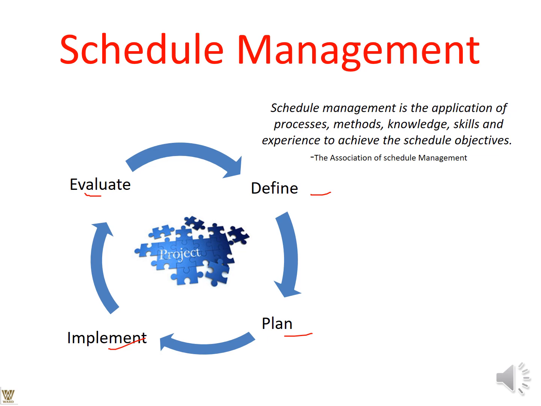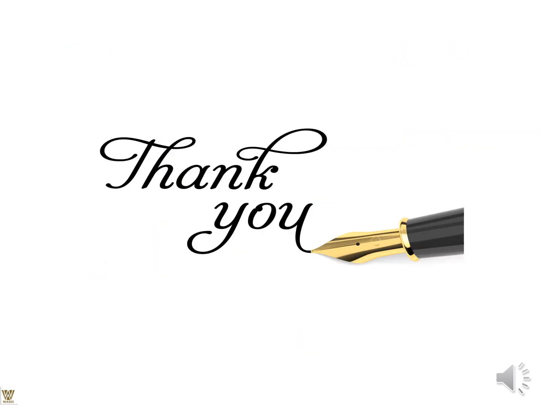Start first by defining it. Then start planning how you are going to achieve those objectives. Then start implementing it. And once you have implemented, ask yourself whether you achieved the desired objective or not. You will see that you have come to the culmination of what the schedule management process is all about.